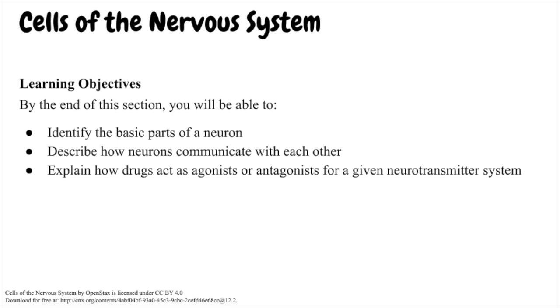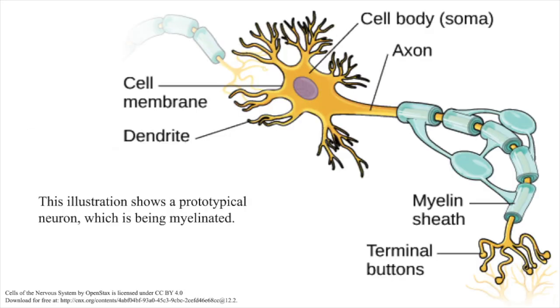By the end of this section, you will be able to identify the basic parts of a neuron, describe how neurons communicate with each other, and explain how drugs act as agonists or antagonists for a given neurotransmitter system. Psychologists striving to understand the human mind may study the nervous system. Learning how the cells and organs, like the brain, function helps us to understand the biological basis behind human psychology.